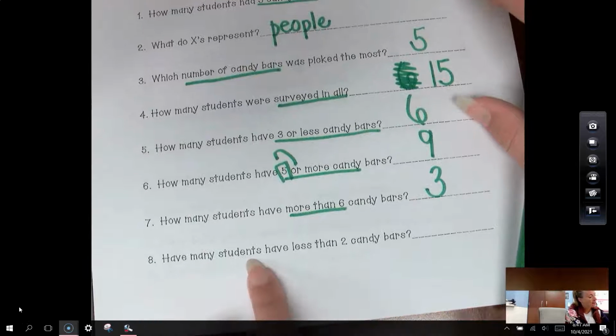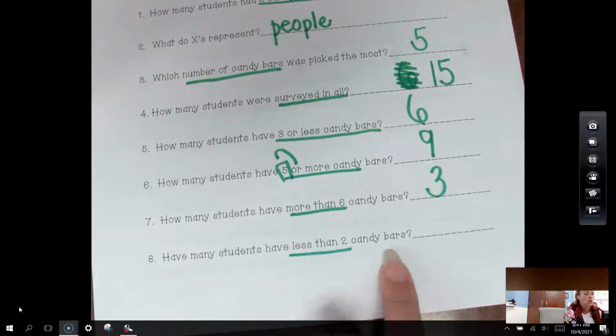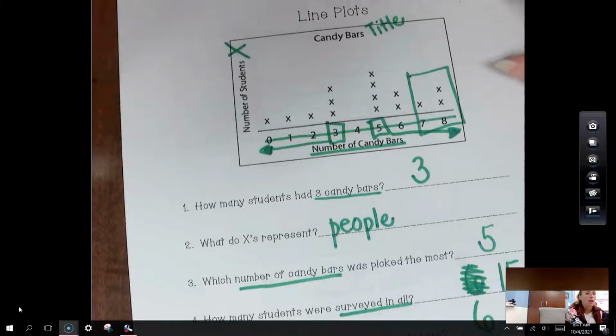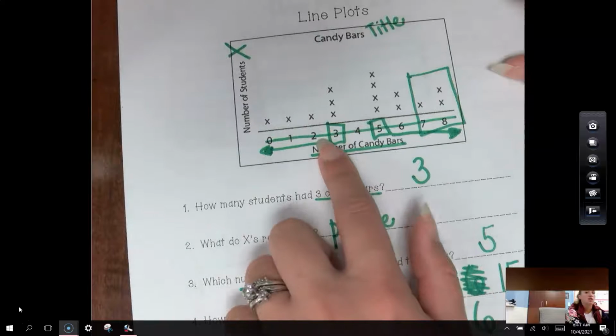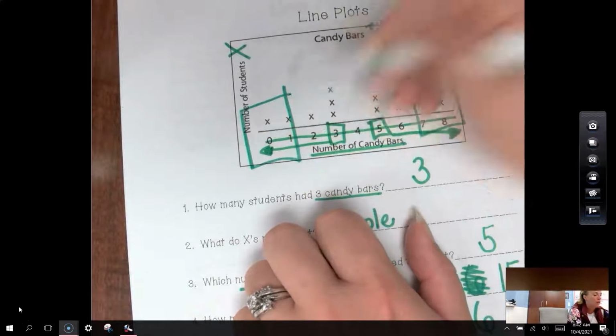How many students have less than 2 candy bars? Less than 2. So when I go to my chart and I look, what numbers are less than 2? Well, less than 2 is 1 and 0.